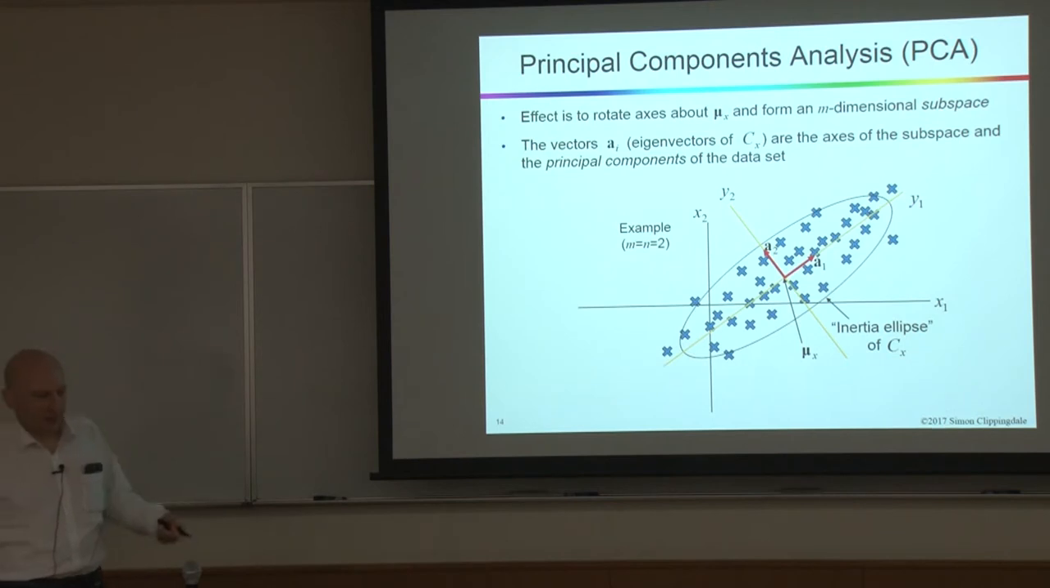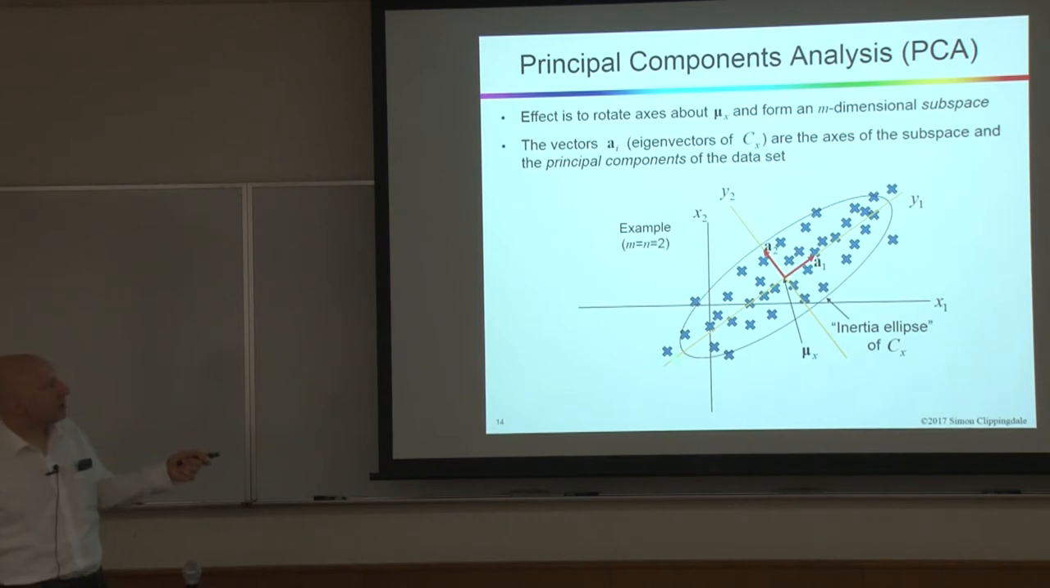Effectively, what we're doing in this process is, here's our initial input feature space. We've got two axes here, x1 and x2. The data is these blue crosses. And what principal component analysis does is it extracts these two principal components, a1 and a2 here, relative to the mean of the input signal, which we're going to take out.